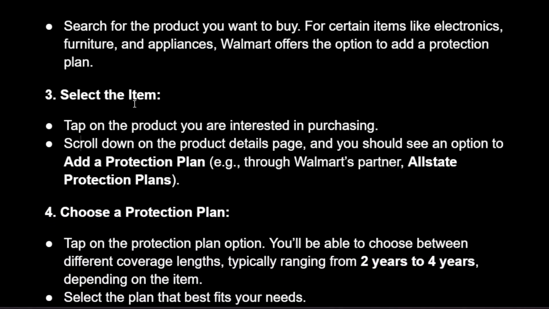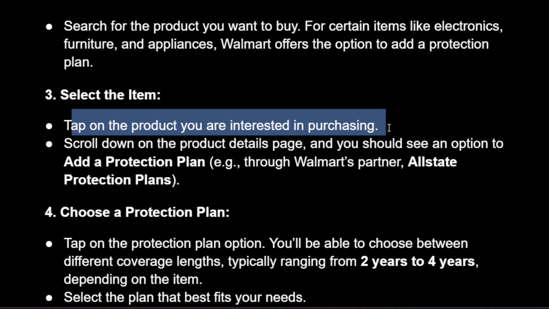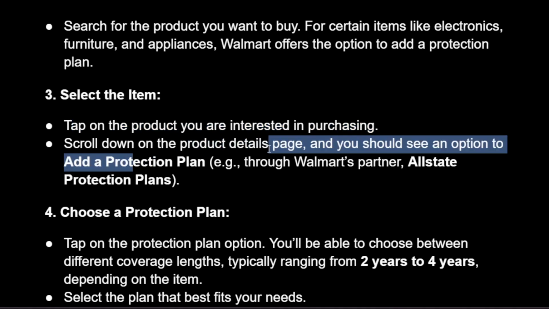The third step will be selecting the item. Tap on the product you are interested in, scroll down on the product details page, and you should see an option to add a protection plan, for example through Walmart's partner Allstate Protection Plans.